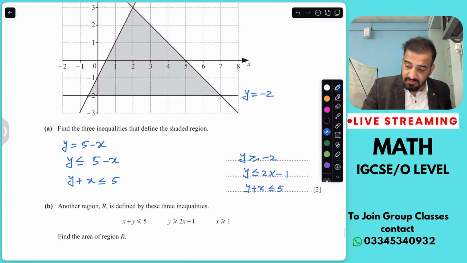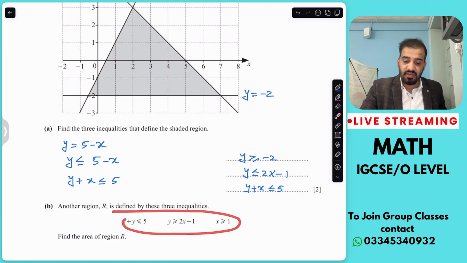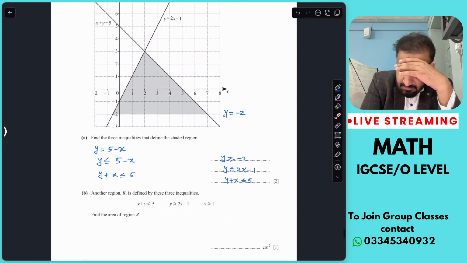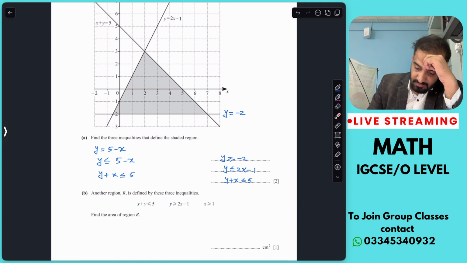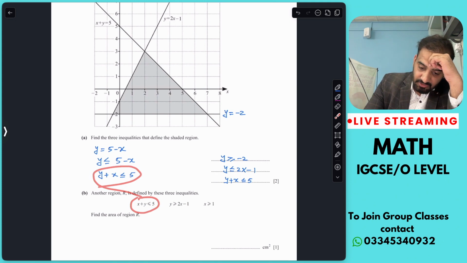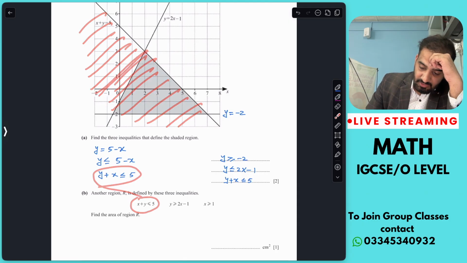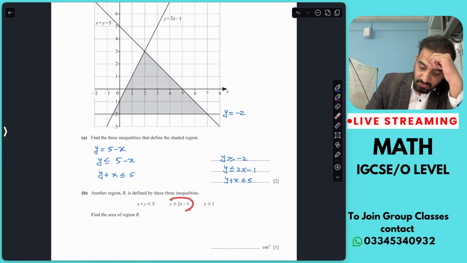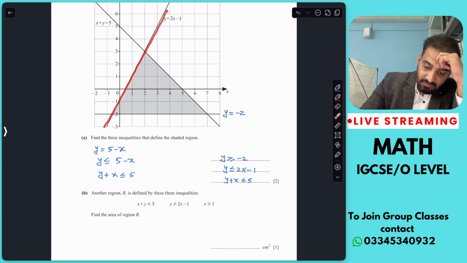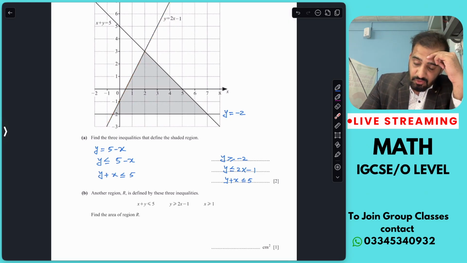Another region R is defined by these three inequalities. There is one more region which is defined by these three inequalities. So this is the same below the line, everything below the line. So it is y greater than or equal to 2x minus 1. So this is your y equals 2x. So greater than or equal to 2x minus 1 means above this line.